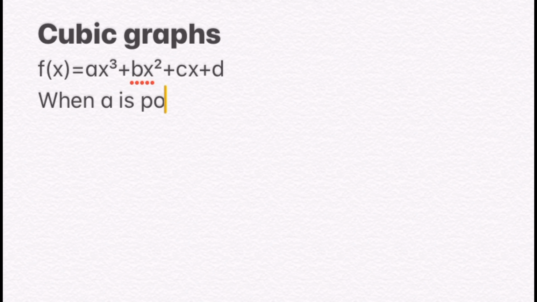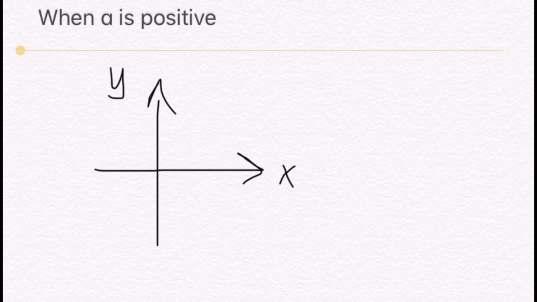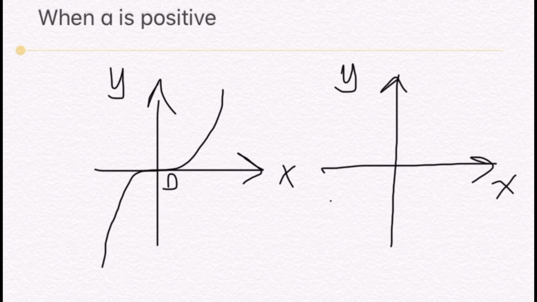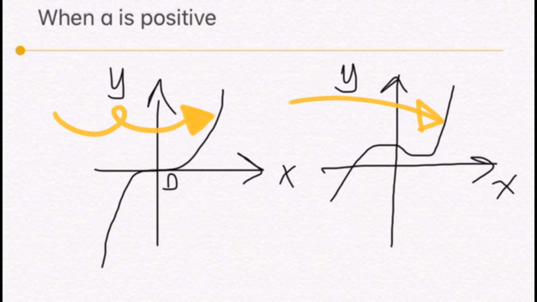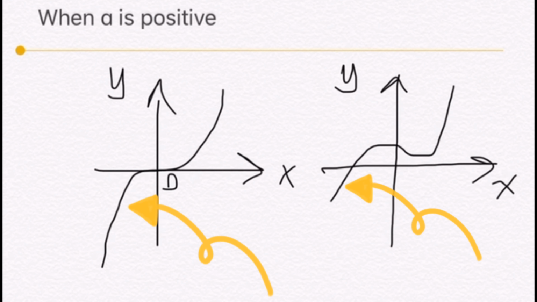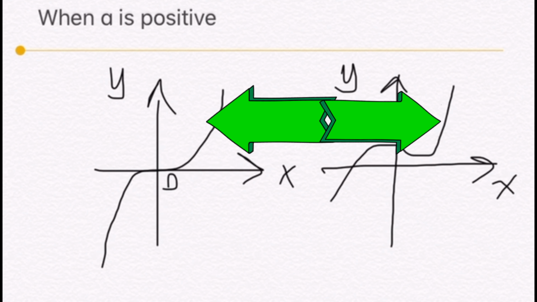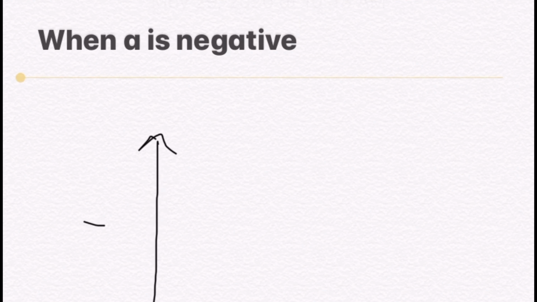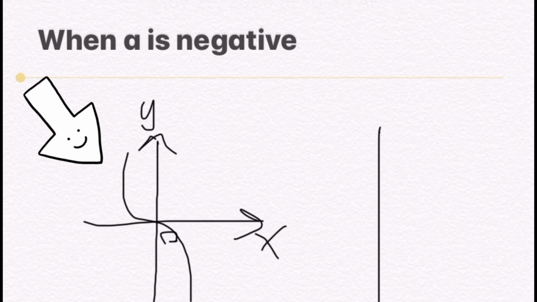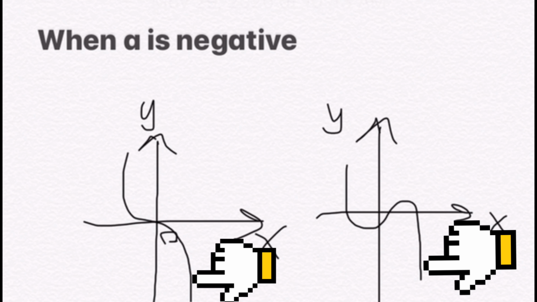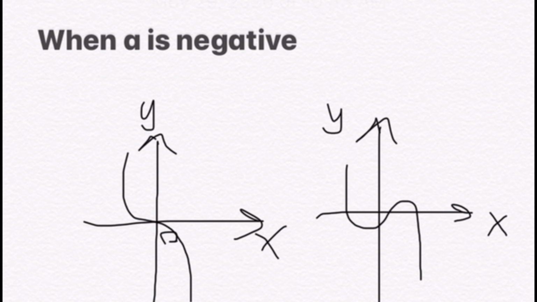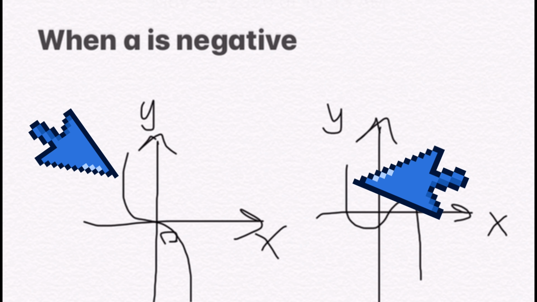Let's have a look at the shape of a graph when a is positive. The general trend of this kind of graph is basically that it goes from bottom left to top right. You would also know that when x is negative, y is also negative, and when x is positive, y is also positive. Similarly, if a is negative, the curve will slope from top left to bottom right. Vice versa, when x is positive, y is negative, and when x is negative, y is positive.